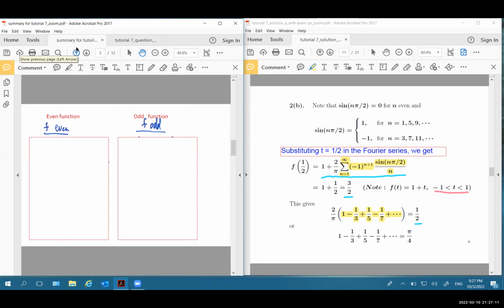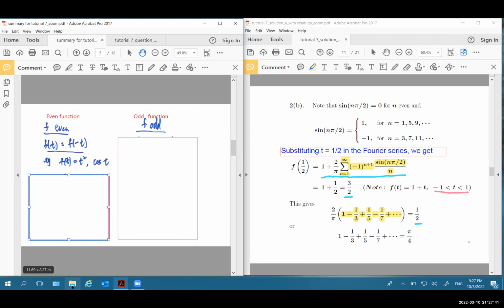Okay, the next thing that we are going to talk about is Fourier series for even function and odd function. So before we go into that, let's see what is an even function. Now, when you say some function is even, you actually mean this: f(t) is equal to f(-t).